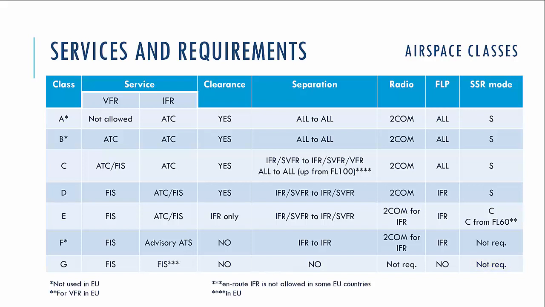And let's also take the C class. So we can see that in C class for VFR flights, ATC, air traffic control, and flight information service are provided, and for IFR flights the air traffic control is provided. So you need to get clearance to enter this airspace.